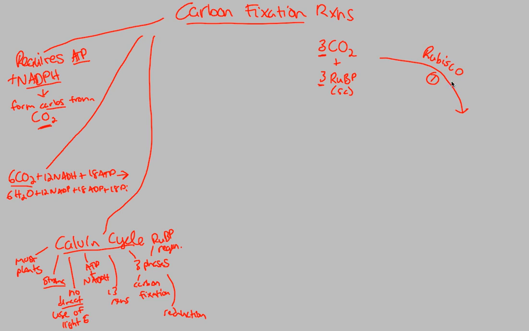Rubisco is the most abundant protein in the world. It's an amazing fact because every single plant, plants are everywhere, utilizes this first step. Rubisco is the most abundant protein in the world. Just a fun fact for you.